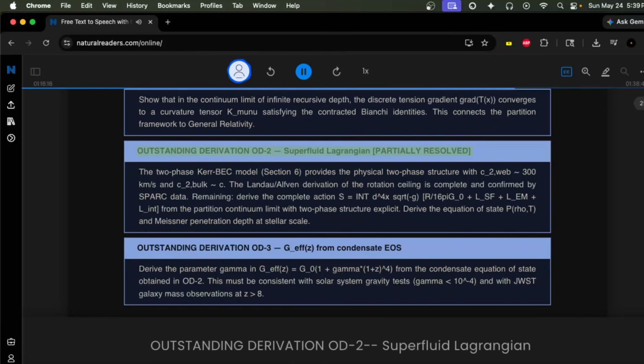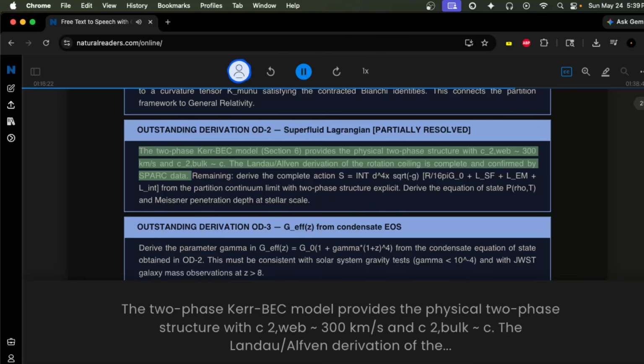Outstanding derivation OD2, superfluid Lagrangian. The two-phase Kerr-Beck model provides the physical two-phase structure with C2, Webb approximately 300 km per second in C2, Vulp_C. The Landau-Alvan derivation of the rotation ceiling is complete and confirmed by spark data.